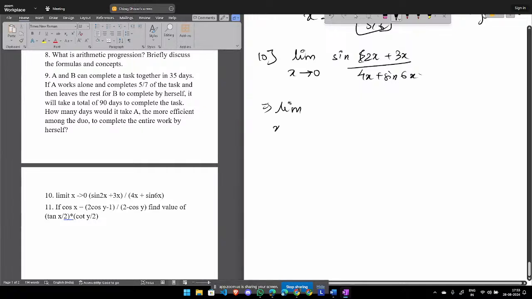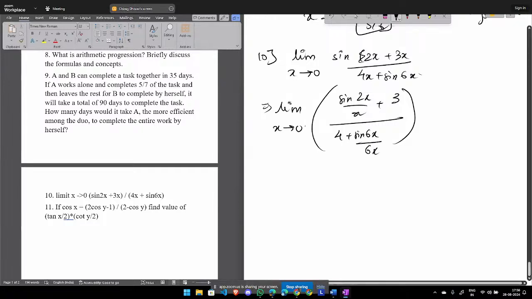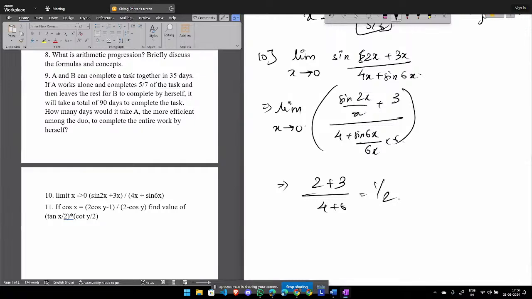We will just write it as limit x tending to zero, divide by x, right? Sine 2x upon x plus 3 upon 4 plus sine 6x upon 6x into 6. Okay, so for x tending to 0, substituting here, we will get 2 plus 3 upon 4 plus 6, which is equal to 1 upon 2. The other approach to this question is, if you don't want to follow this particular step where I have divided, you can just simply write it continuing in this form.